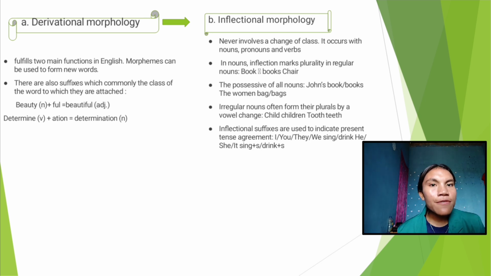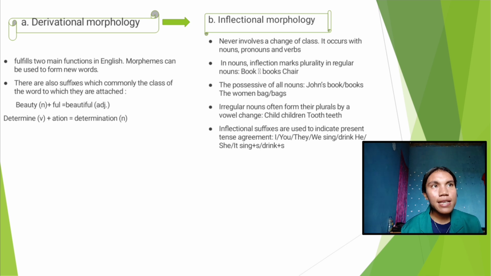The first one fulfills two main functions in English. Morphemes can be used to form new words. There are also suffixes which commonly change the class of the word to which they are attached. For example, beauty, a noun, plus ful, becoming beautiful, an adjective. The second one, determine, a verb, plus ation, becoming determination, a noun.